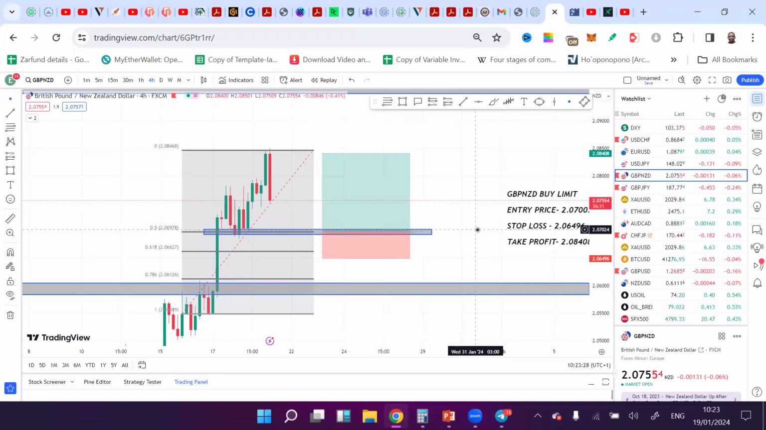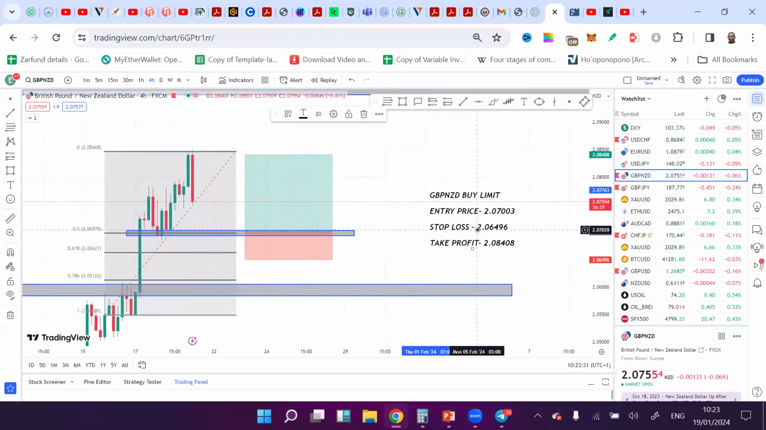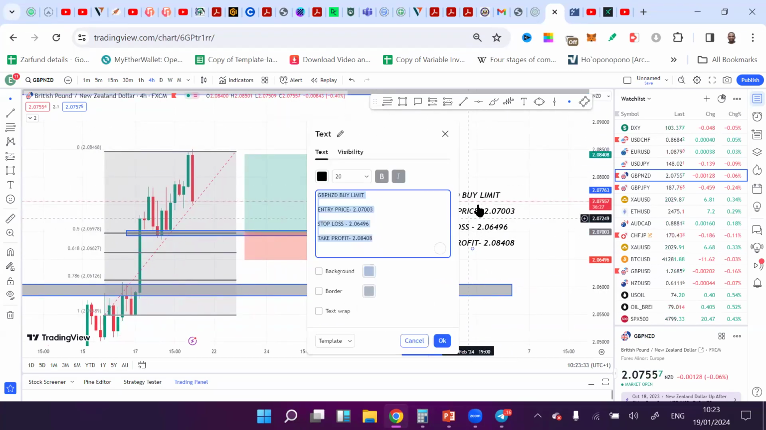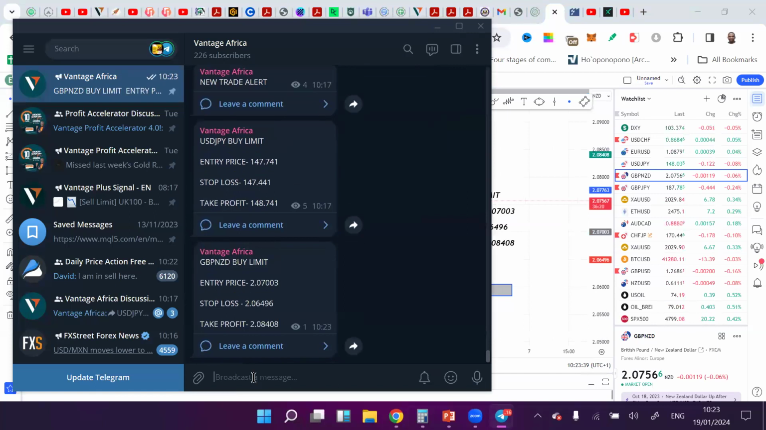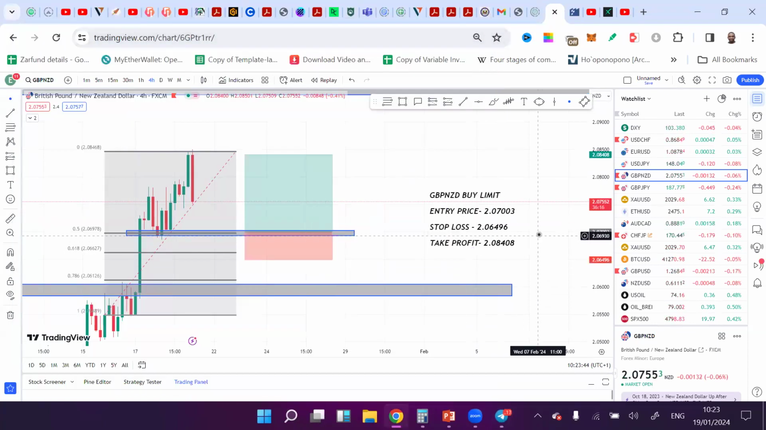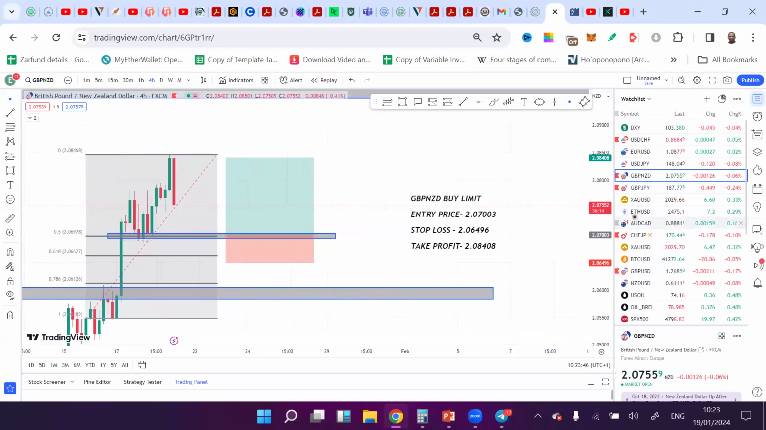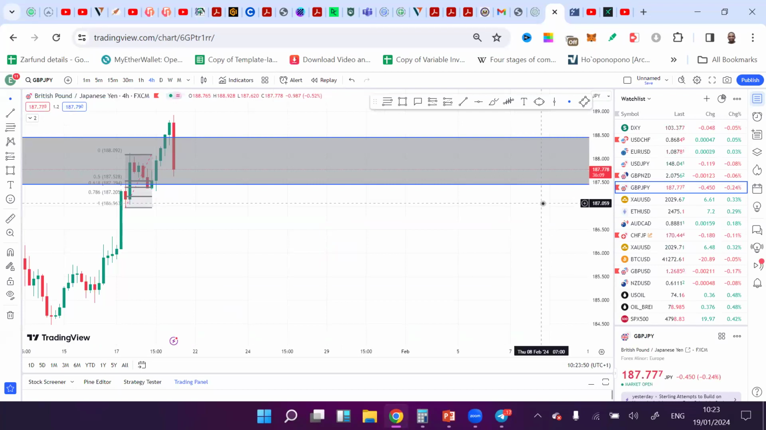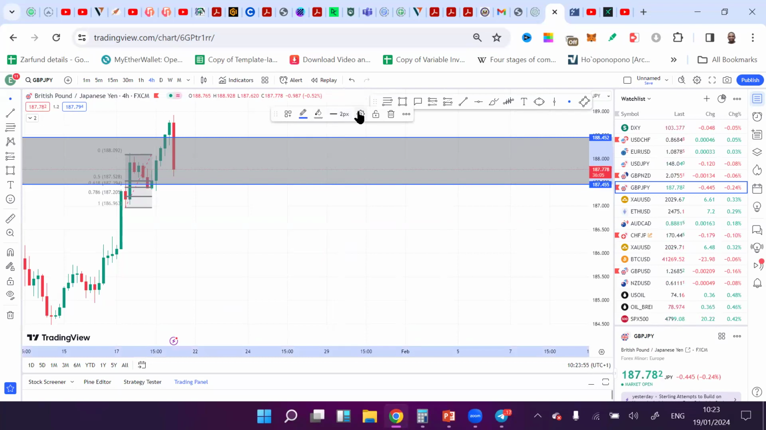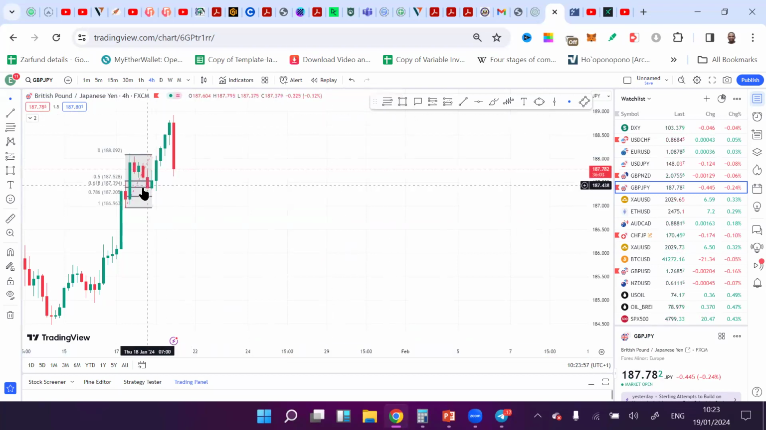Okay. So this is the trade on GBP NZD. These trades are most likely not even going to play out today because today is Friday, so the market is going to slow down this afternoon. Of course, you can't really tell. The market can still make that move you're expecting, right? So that's the thing.